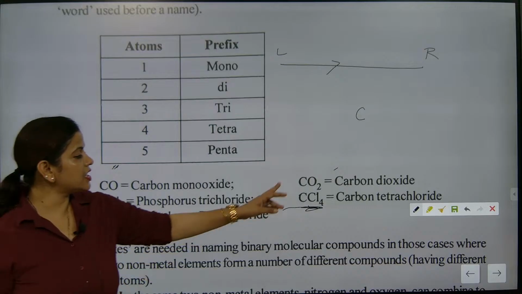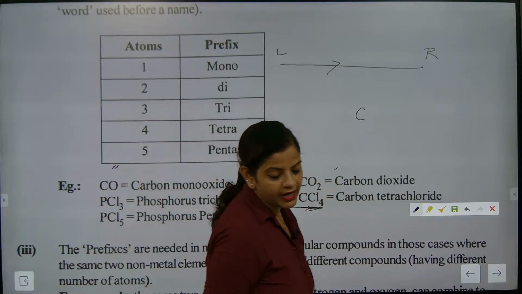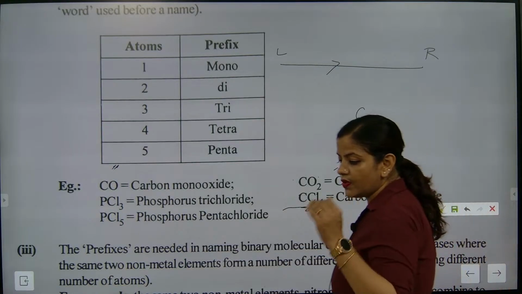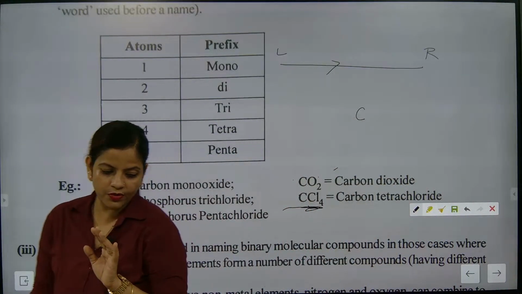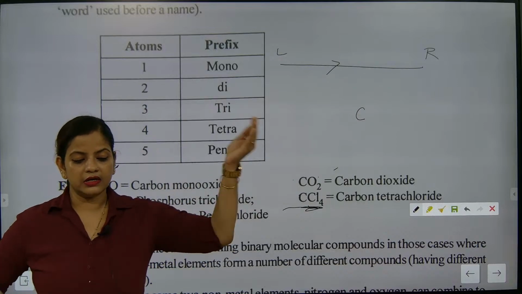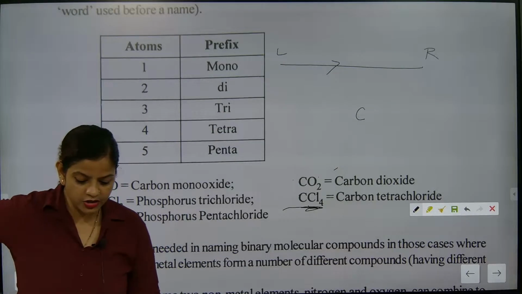Here, carbon dioxide. Oxygen two means di, so carbon dioxide, carbon tetrachloride. This is the way of writing the content. Tetra, di, tri, like this it comes. I hope everybody has understood how to write this.